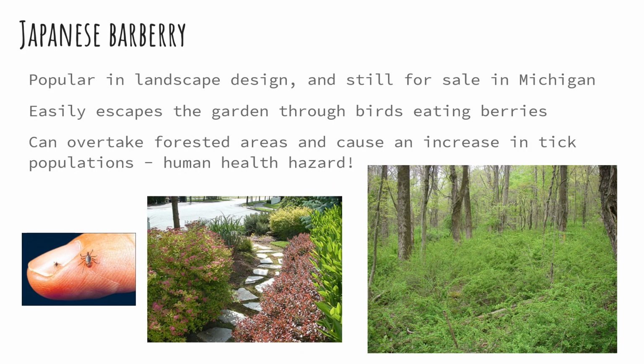As an example of a non-native species that's actually still for sale in most garden centers, Japanese barberry is one of those contenders. It gets very popular in landscape design, as you can see in this middle photograph, and can be kept in place with regular trimming and care and maintenance. However, birds often eat the berries, and they disperse those berries into the woods. And then, as you can see on the right, it causes a huge problem for forested understories. This also can be a human health hazard, as it's been found that barberry out in natural ecosystems like this harbors tick populations, and it can actually help tick populations thrive and increase. More ticks is more chance for disease-carrying ticks.